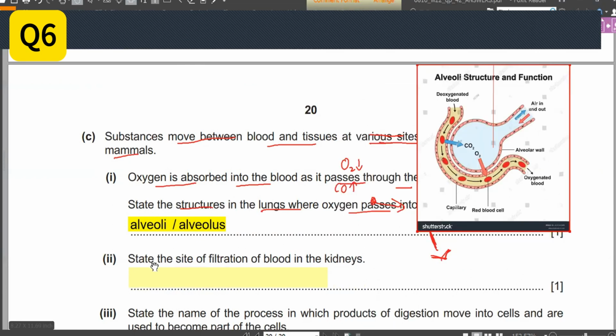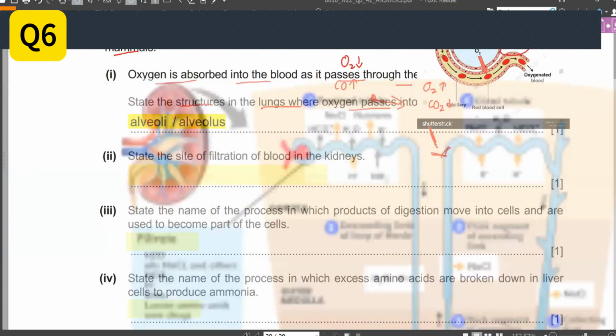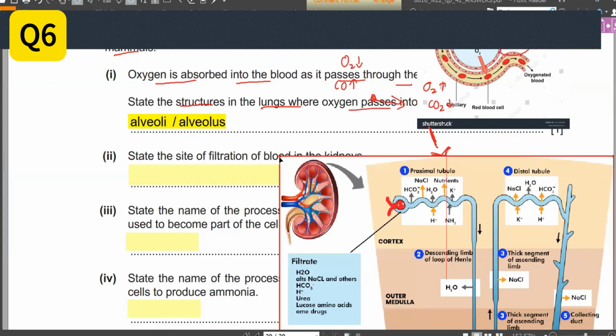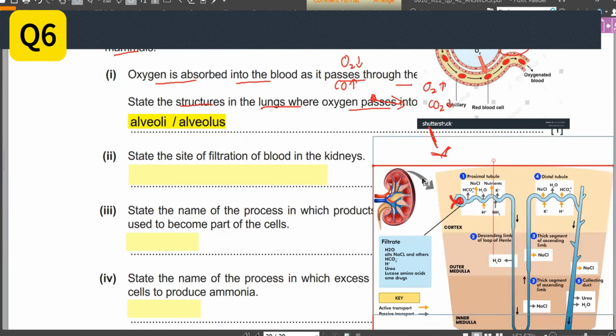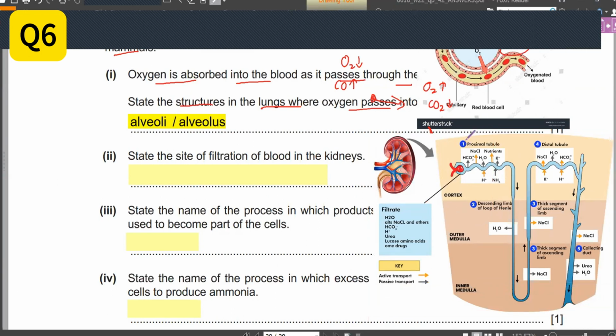The site of filtration of blood in the kidneys. Where does filtration happen in the kidney? Essentially, this is our kidney here. If we zoom into our kidney, we will find these microtubules, these tubes. The main thing that happens is that when blood comes in, it will undergo filtration.